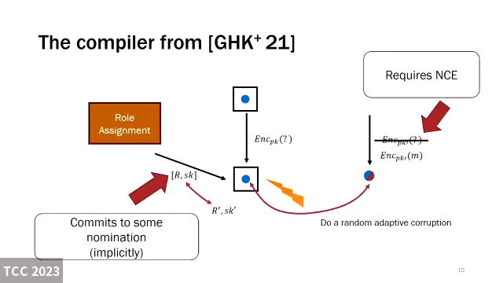But this, of course, requires non-committing encryption because I need to retroactively change the message that a certain ciphertext corresponds to. So I need to equivocate for a message the simulator doesn't know at the time of encryption. And this, of course, is a very heavy primitive, and we'd like to avoid that.